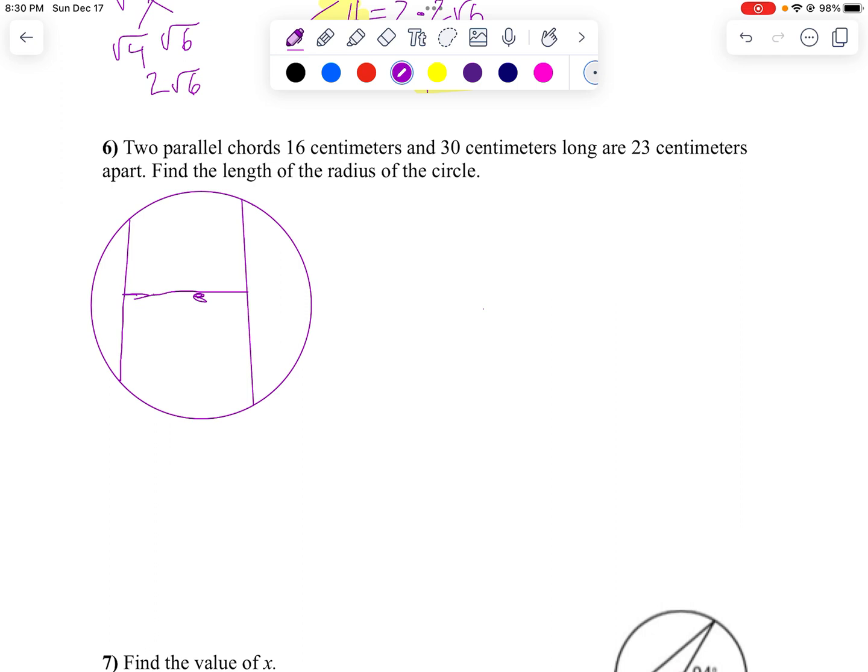So what I'm going to do is call this length X and this length 23 minus X. And I should know it's perpendicular because I'm measuring distance. And so what happens is I'm going to draw in my radii. That's the key on this one because I know my radii are the same. So my short one is 16, so I know when it's perpendicular, that's the perpendicular bisector, so that makes that 8. That makes this one 15.